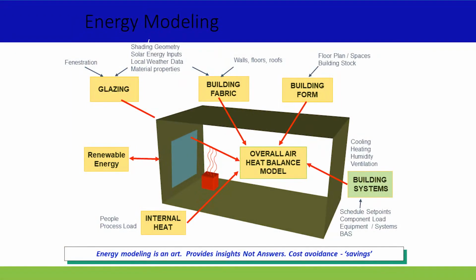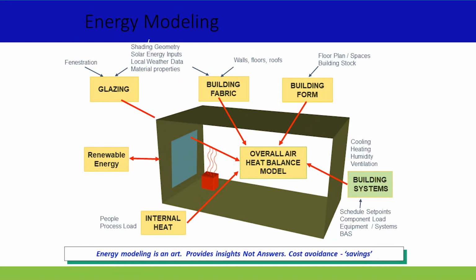We have a building form. On the far right, you'll see a building form, which identifies the floor plan, the spaces, the building stock. We have the building fabric, which is the walls, floors, and the roof. And we have glazing, which is the fenestration. All of this shows up as load into the building. On the bottom left, you see internal loads. That's the people and the process loads.